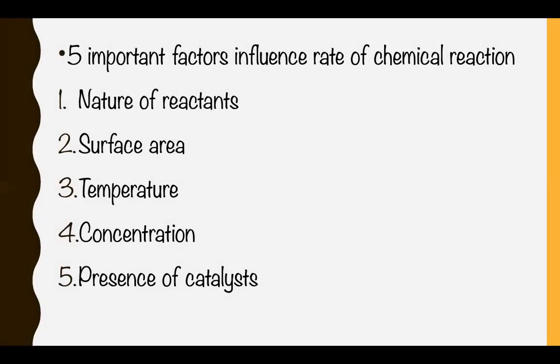So the 5 factors that I'm going to discuss influence the rate of a chemical reaction. Number 1 is just the nature of the reactants. There's some substances that are just more reactive than others. For example, pure potassium in water by itself is more reactive than, let's say, a cube of sugar. Okay. Number 2 is surface area.